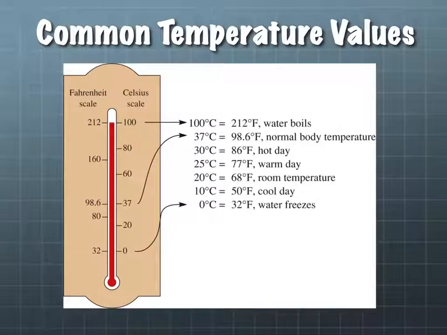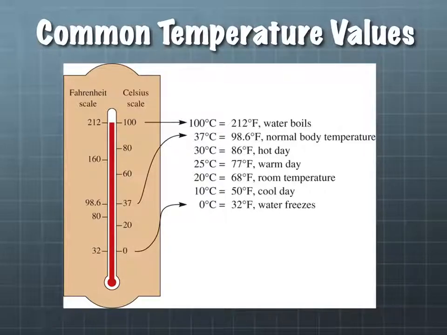98.6 degrees Fahrenheit is your normal body temperature. That's about 37 degrees Celsius. If you've got a warm day out at 77 degrees Fahrenheit, that's about what it is outside today. That would be about 25 degrees Celsius. Room temperature, 68 degrees Fahrenheit, would be about 20 degrees Celsius, and so on. So these are good reference points as you're thinking about common temperatures.